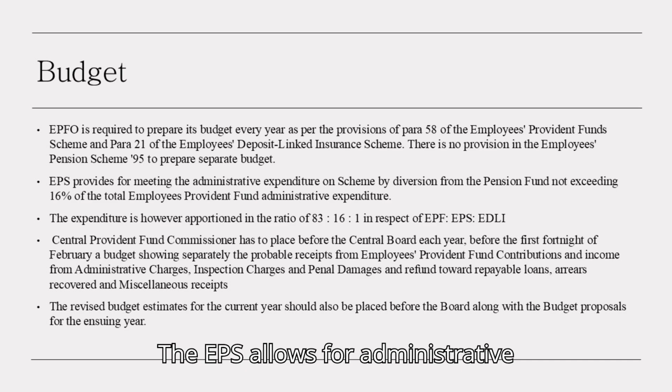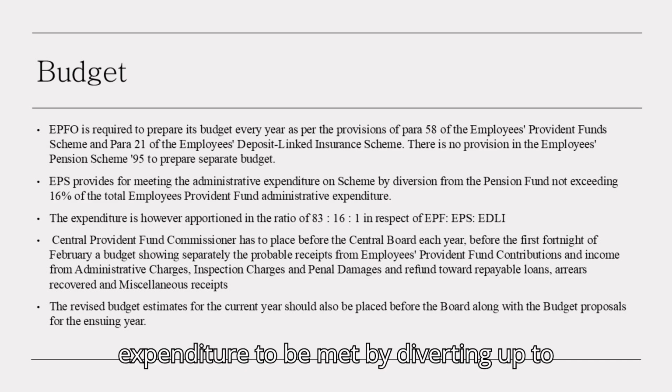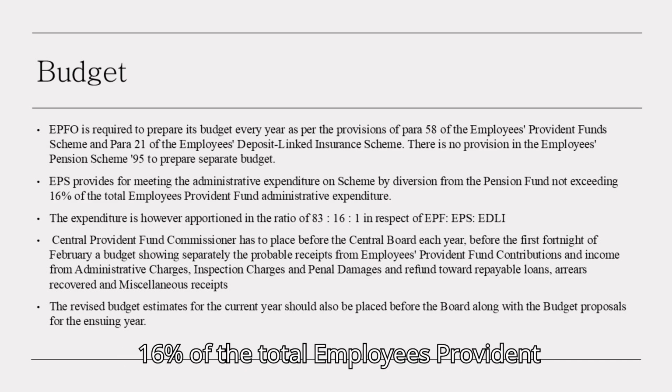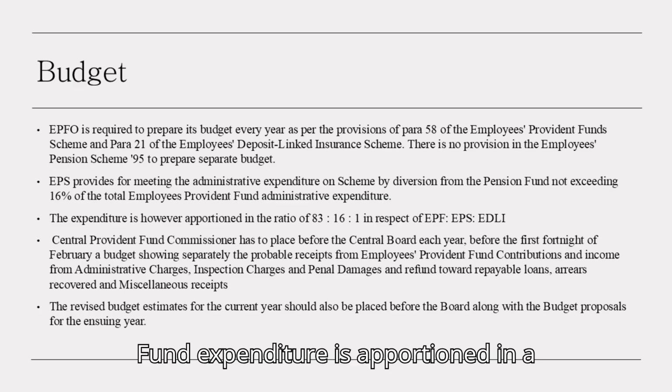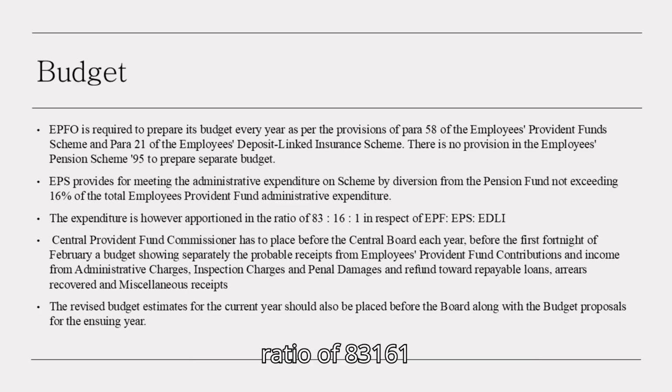The EPS allows for administrative expenditure to be met by diverting up to 16% of the total Employees Provident Fund administrative expenditure from the pension fund. Expenditure is apportioned in a ratio of 83:16:1 for EPF, EPS, and EDLI, respectively.